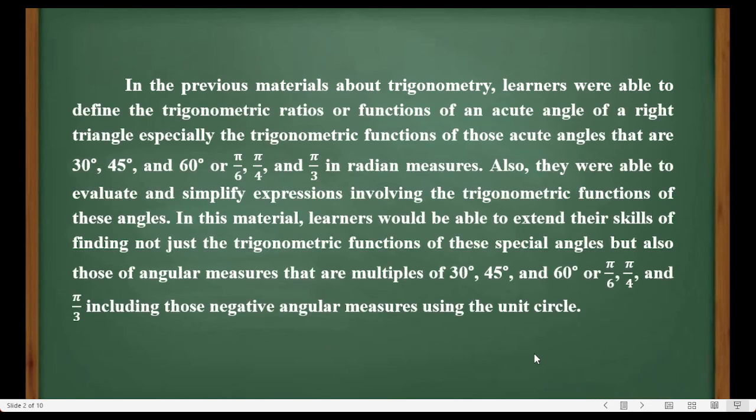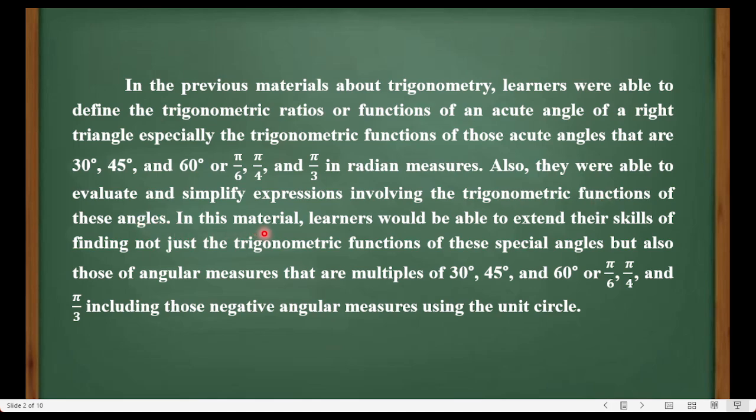In the previous materials about trigonometry, you were able to define the trigonometric ratios or functions of an acute angle of a right triangle, especially the trigonometric functions of those acute angles that are 30 degrees, 45 degrees, and 60 degrees, or pi over 6, pi over 4, and pi over 3 in radian measures. Also, you were able to evaluate and simplify expressions involving trigonometric functions of these angles.